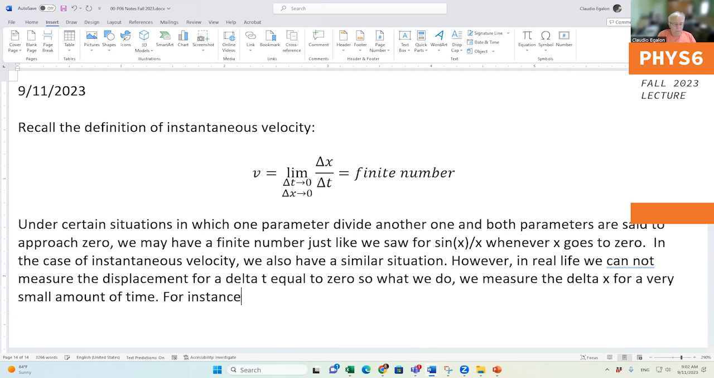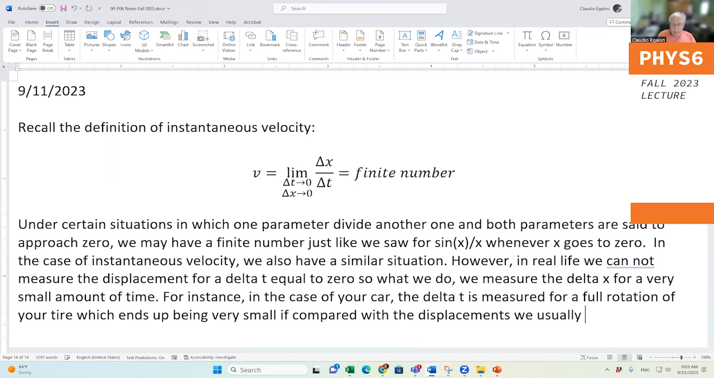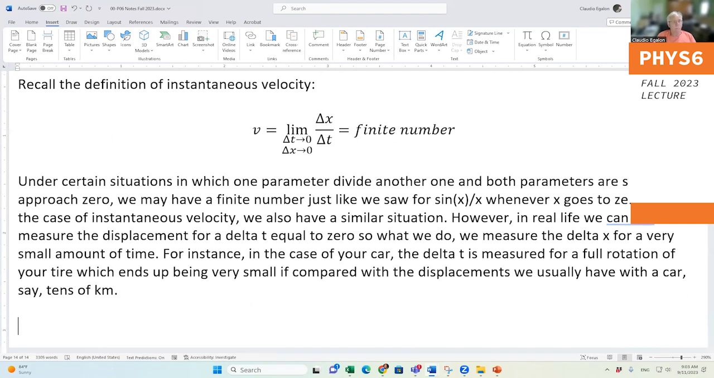For instance, in the case of your car, the delta t is measured for a full rotation of your tire, which ends up being very small if compared with the displacement we usually have with a car, say tenths of kilometers. Okay. That's what we do in practice.